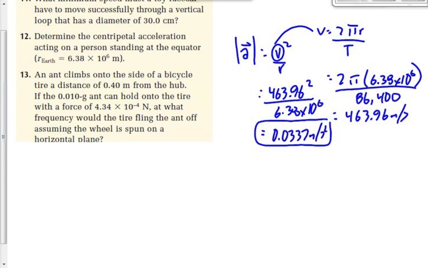So basically what we're saying here is this. If gravity couldn't supply an acceleration of 0.0337, what would happen to you? You would fly off the Earth, right? That's the amount of centripetal acceleration that's required to keep you moving in a circle on the Earth. Well, gravity supplies an acceleration of 9.81, so there's no issue whatsoever.